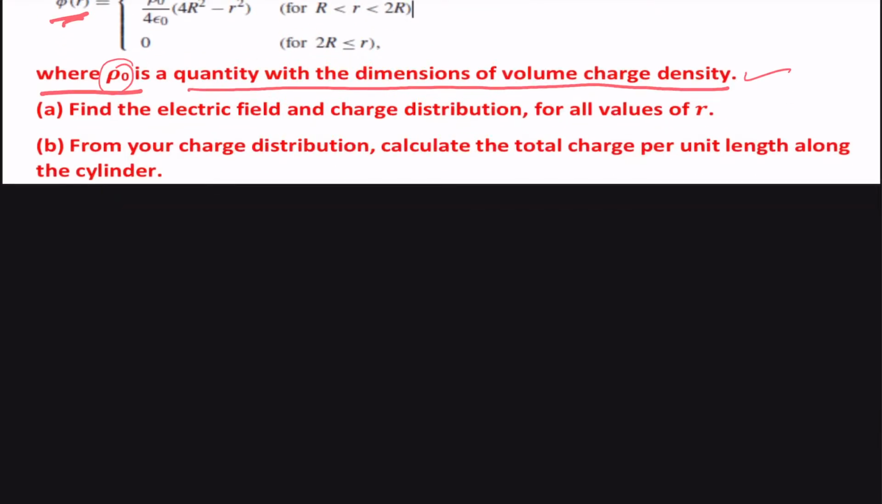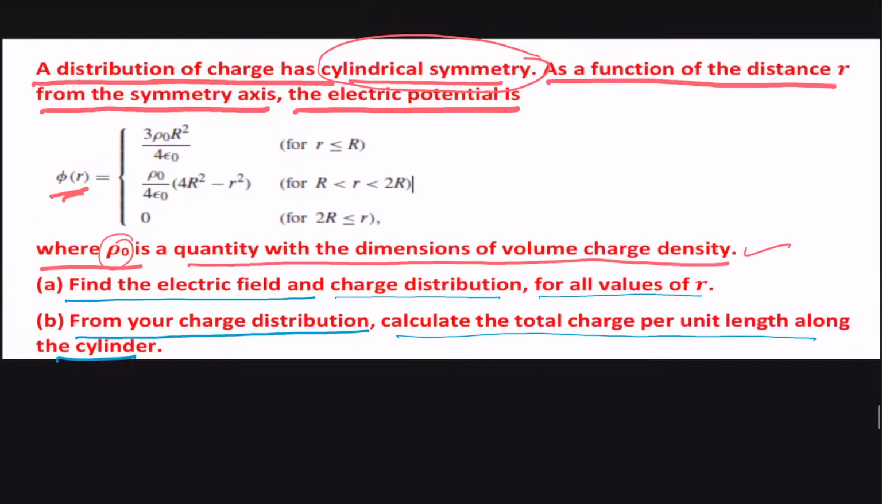And so there are 2 parts. In part A, find the electric field and charge distribution for all values of r. Part B, from your charge distribution, calculate the total charge per unit length along the cylinder. So here we have to keep in mind that our charge distribution has cylindrical symmetry. This is the major difference between the previous question and this one.